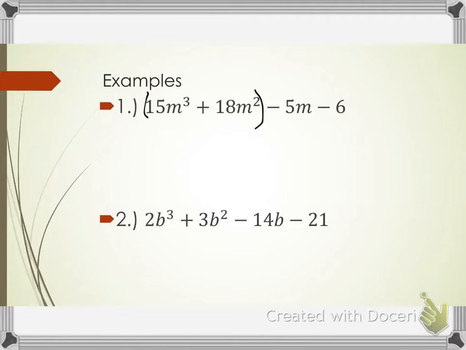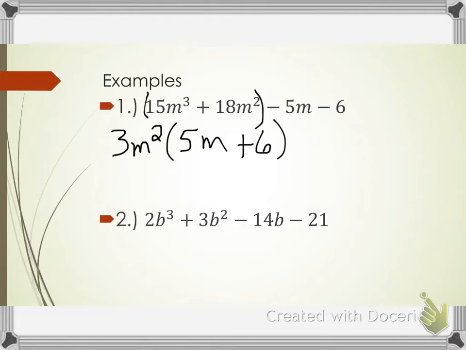Okay. 15 and 18, what's the biggest number that goes into both of those? 3. How many m's do they have in common? 2. So I can factor out a 3m squared. Does everyone see that? Okay. 3m squared times what would give me 15m cubed? 5m. Remember, the exponents, when we multiply, have to add up to give me 3. Right? Okay, so 3m squared times what would give me 18m squared? 6m squared. Nope. Just 6.